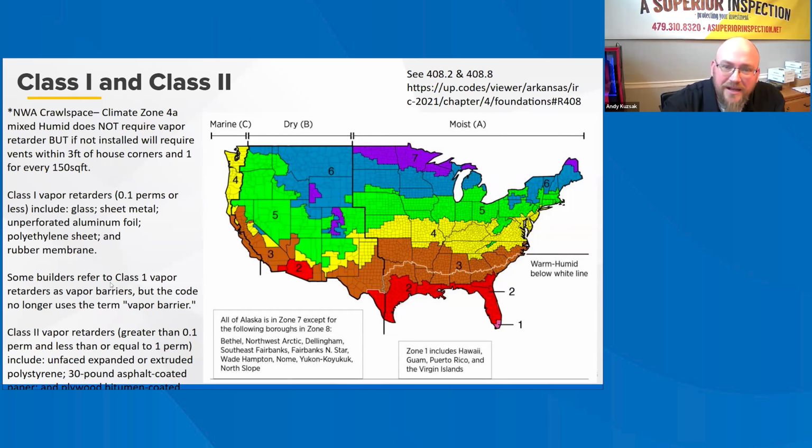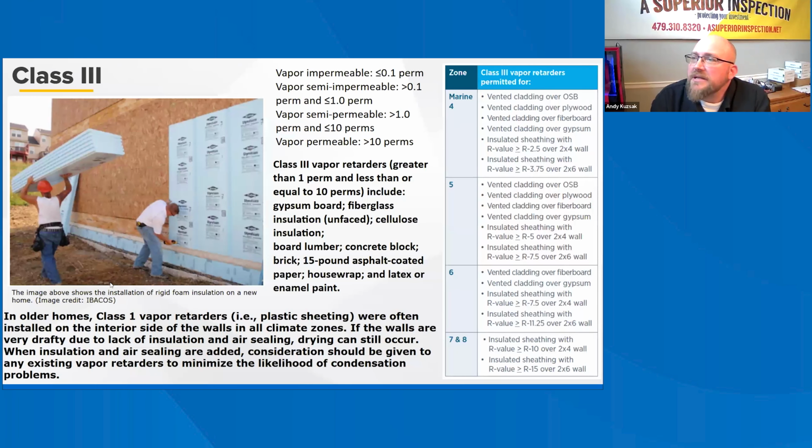So depending on where you're at on this map will dictate whether or not you're going to be required to have a vapor retarder for your crawl spaces, and where it's going to be placed, either inside or outside your home, or the home you're inspecting. Because of a change in the 2009 IRC, Class 3 vapor retarders, such as latex paint, are now permitted in several climate zones that you can see on the table there.